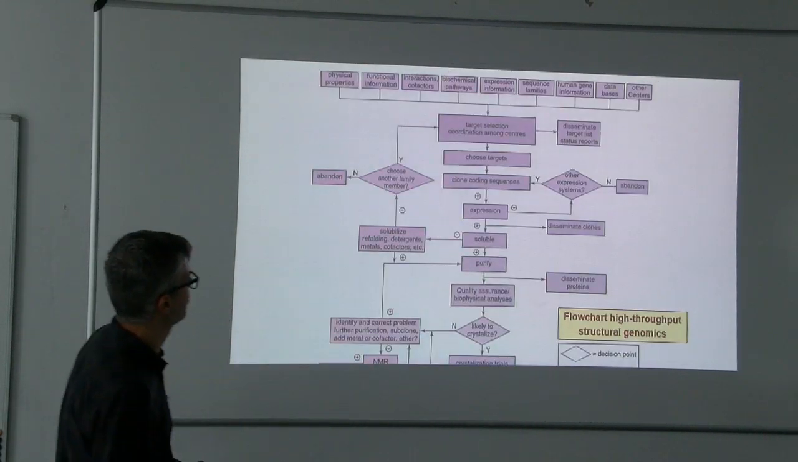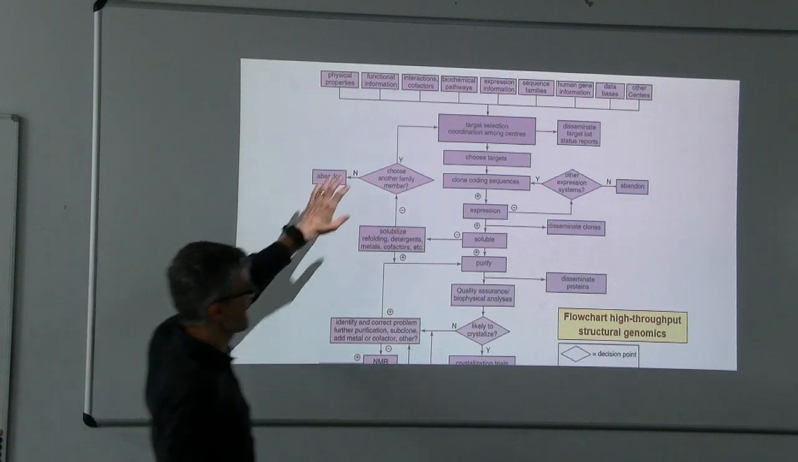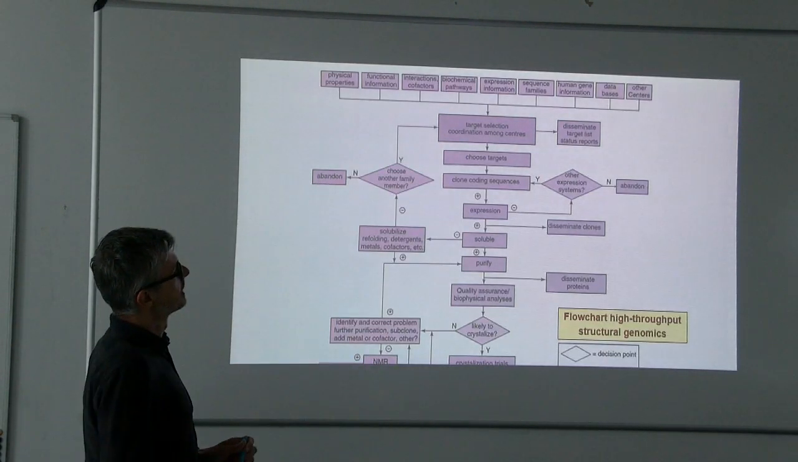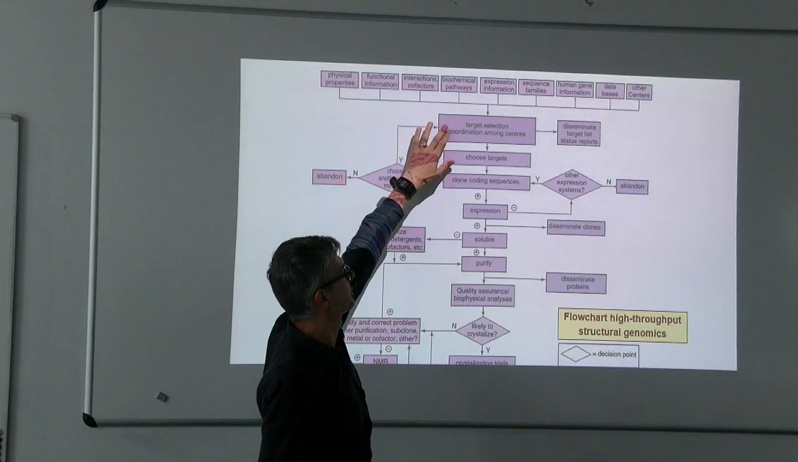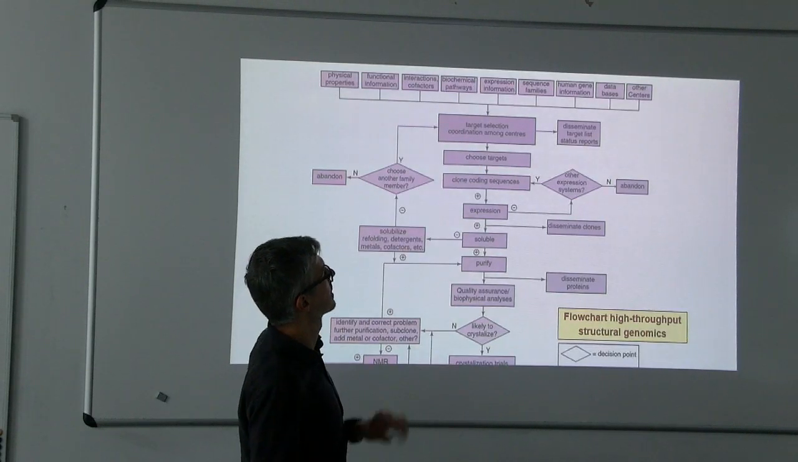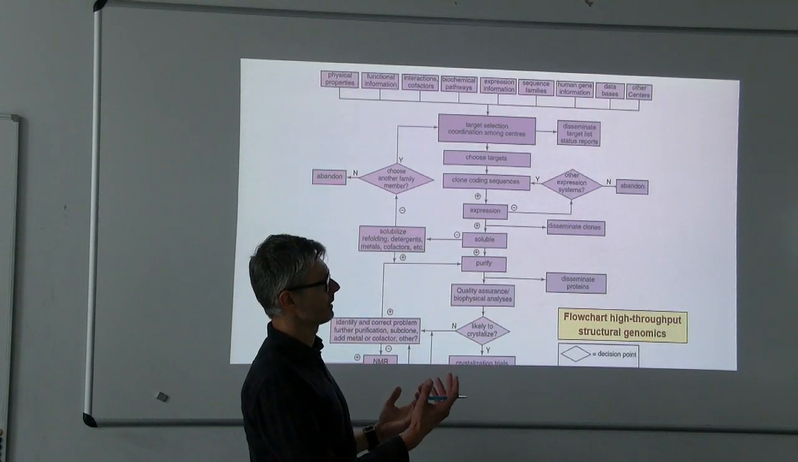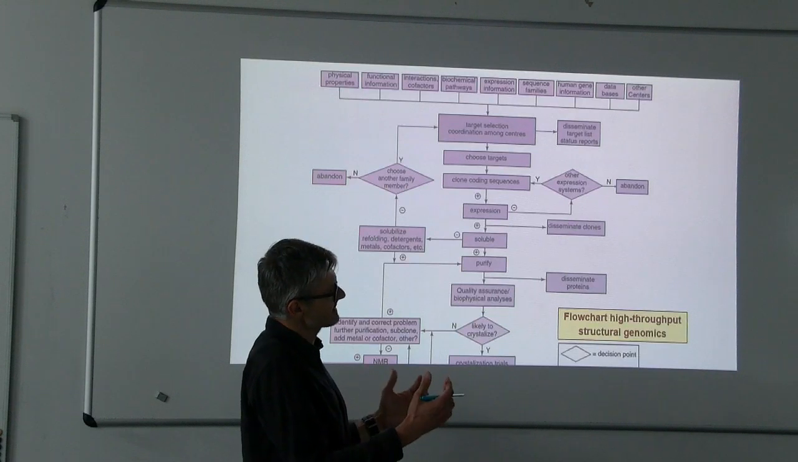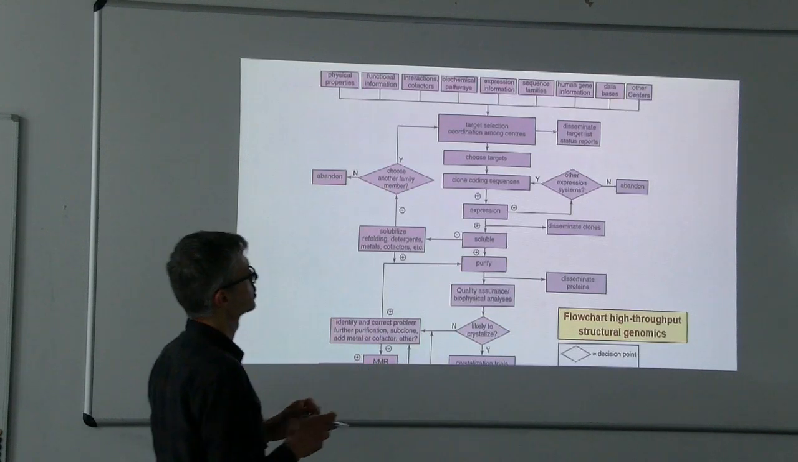So this is maybe interesting just to tell you. This is actually how they work. So first of all, you select your target. Can I make a homology model or predict a structure? If yes, then of course I don't have to choose the target.